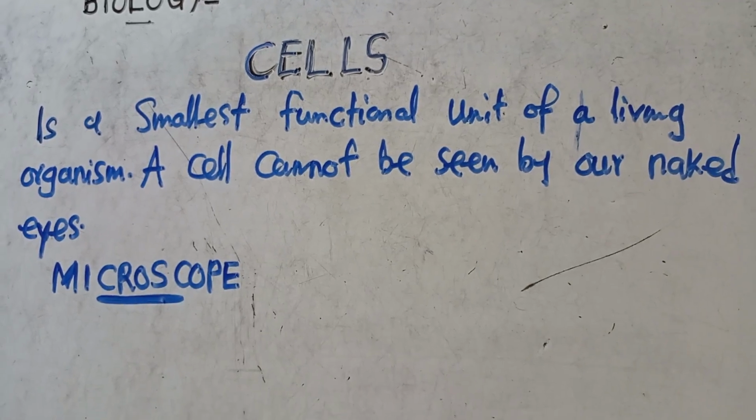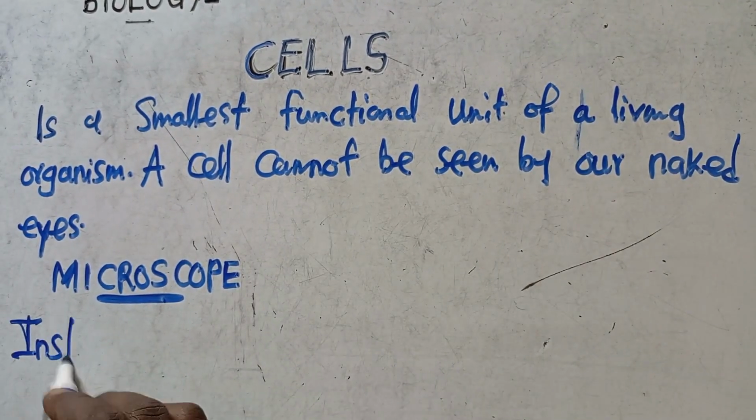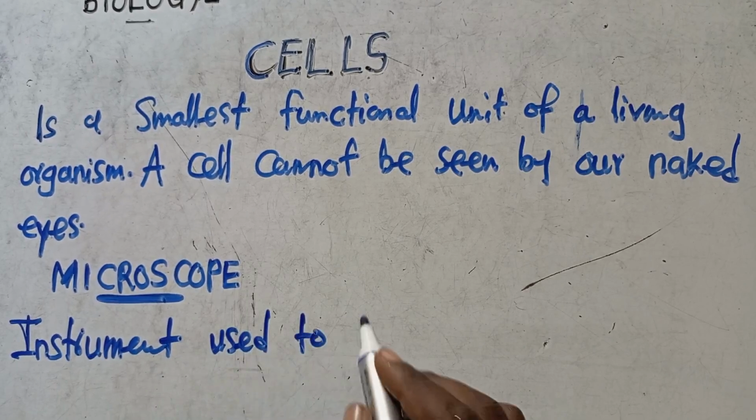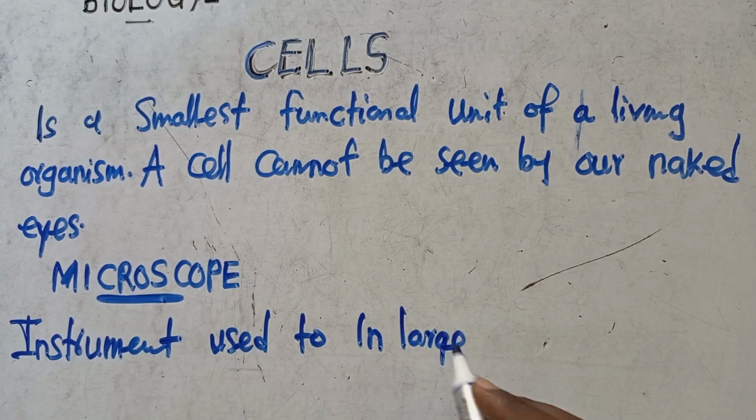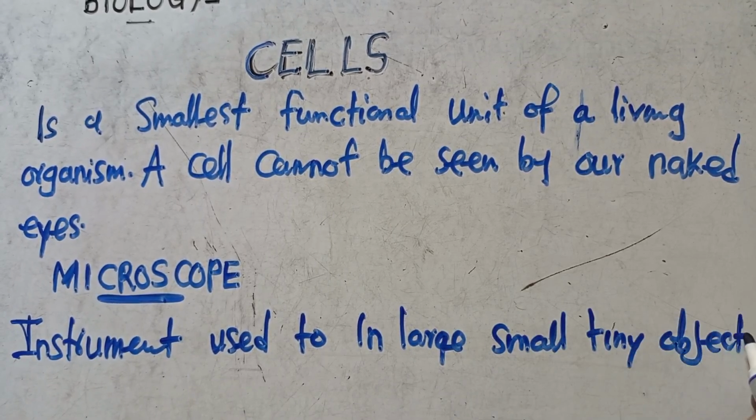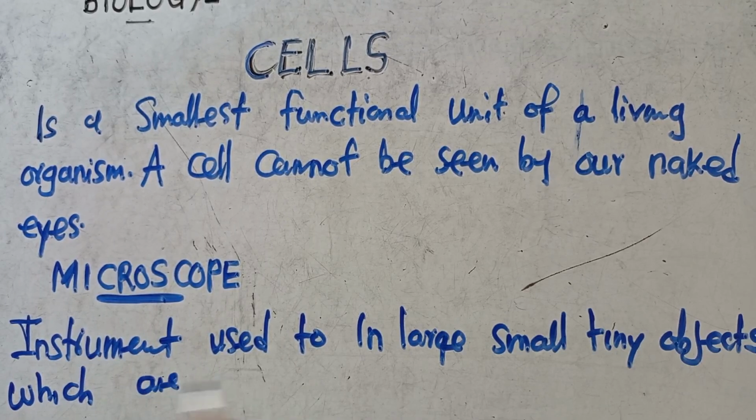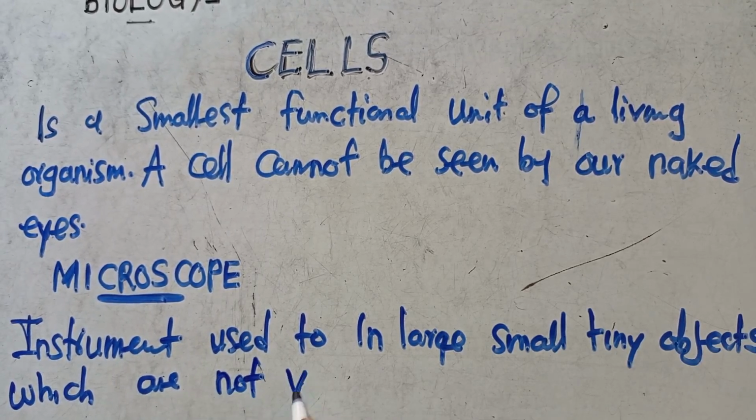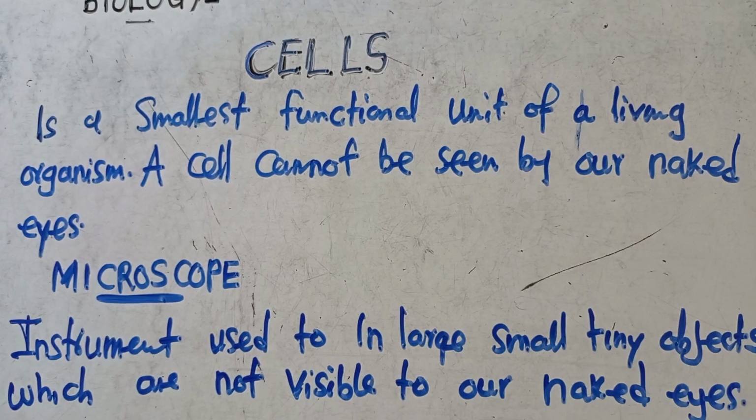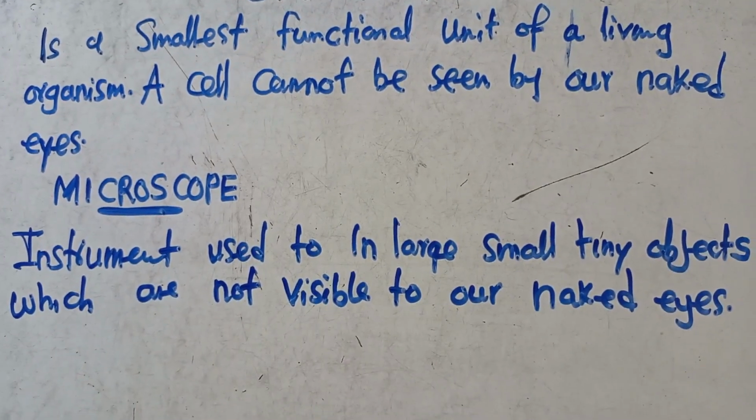So what is a microscope? A microscope is an instrument that is used to enlarge small tiny objects which are not visible to our naked eyes. This is what you need to understand. This is what we call a microscope. So you need to understand what a microscope is.